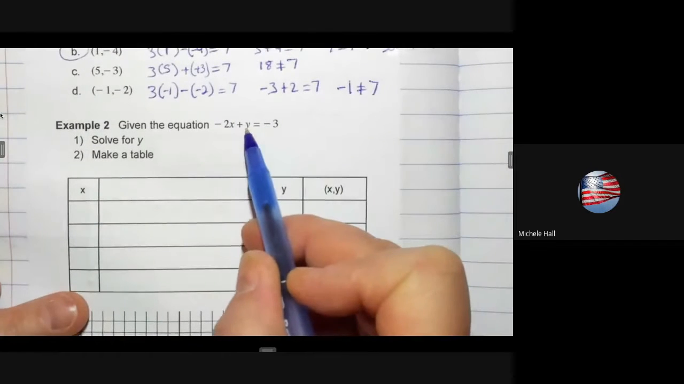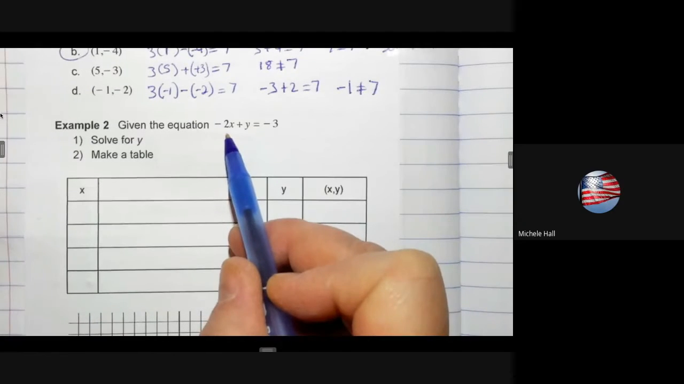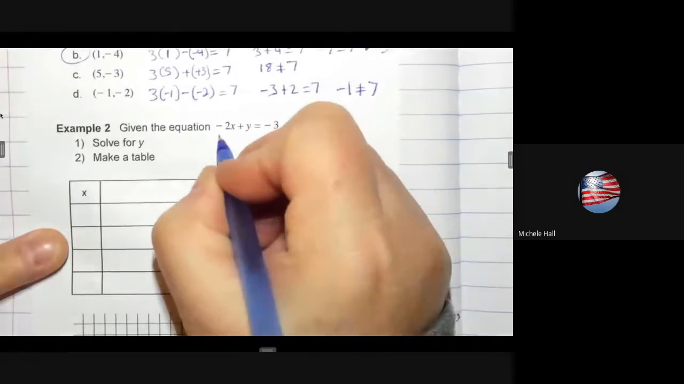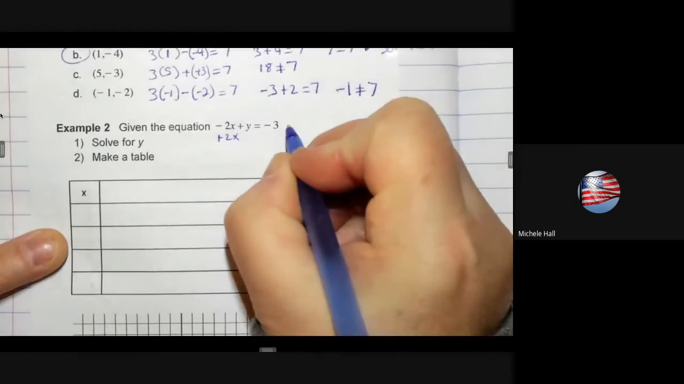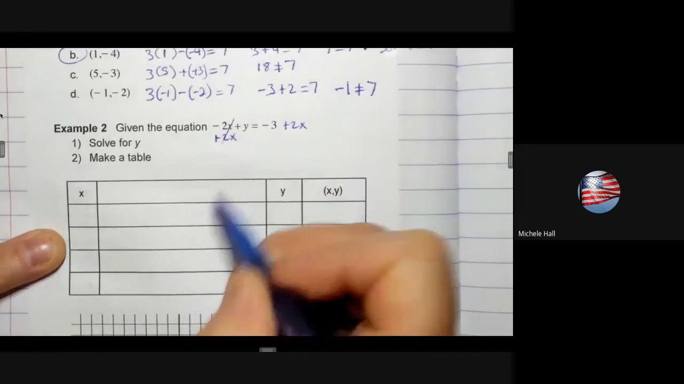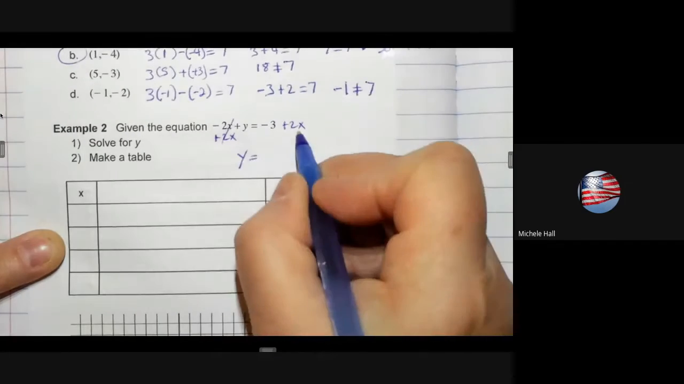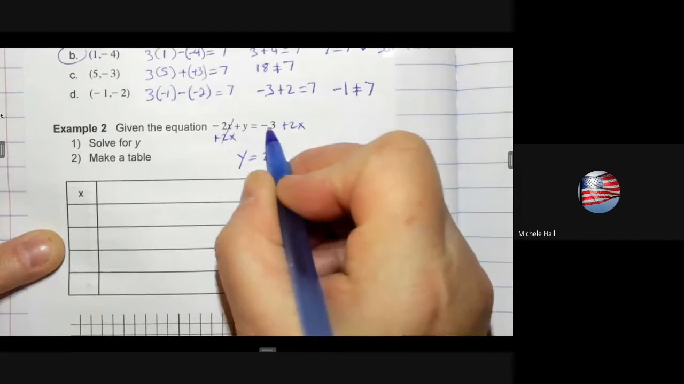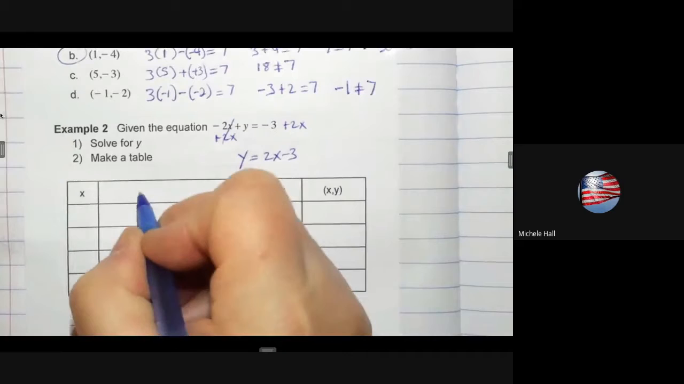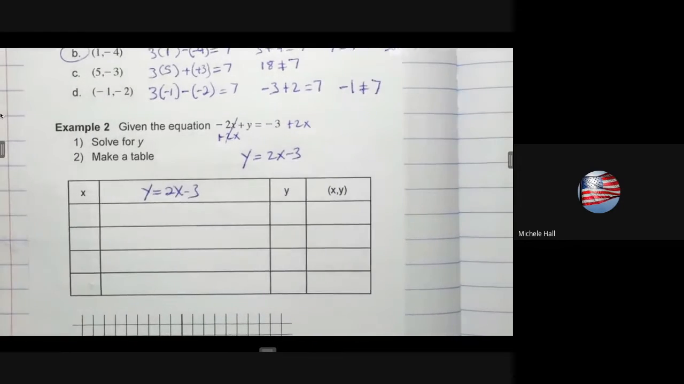Well, what's being done to y? It's being added by a negative 2x. How would I put the 2x on the other side of the equation? I'm going to add 2x to this side of the equation, and I'm going to add 2x to this side of the equation. This cancels, and that leaves a positive y equals, I'm going to put my 2x first, and then my negative 3. Y equals 2x minus 3.